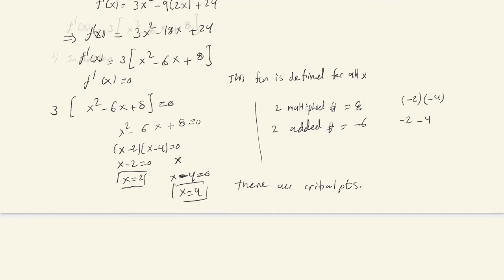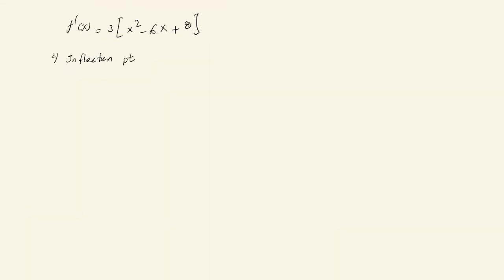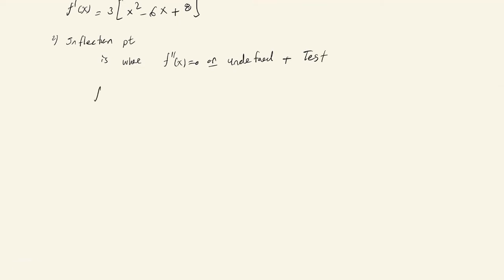Now what we need to find is our inflection points. So remember again, this is the first derivative, and the inflection point is where the second derivative is 0 or where it is undefined. And also we need to do a test to confirm it's an inflection point. For the second derivative, the second is just the derivative of the first, so it's going to be 3 multiplied by 2x minus 6. This is just using the power rule.